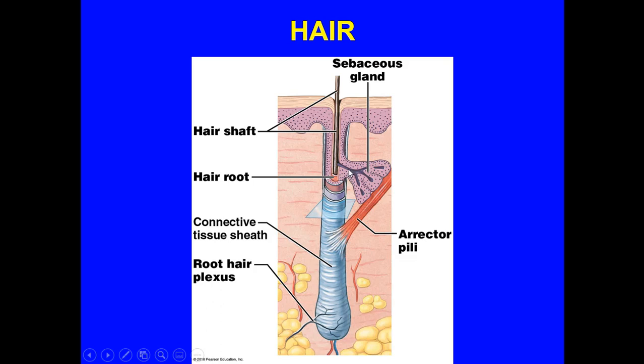Here is the hair shaft. Here is the sebaceous gland, which produces some oils to allow the hair to be somewhat lubricated. Here's the hair root. We go all the way down to the root hair plexus. Here's our erector pili, which is a smooth muscle structure. It will get activated, particularly under sympathetic nervous stimulation. The outer layers are a connective tissue sheath, or sort of a protection there. And of course, you've also got right down here both blood supply, which will form into sort of a little capillary tuft inside here, as well as nerve fibers.